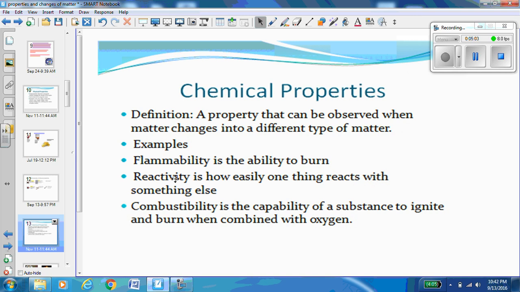The first one is flammability. Flammability is the ability to burn. So when a substance has the ability to burn, that would be an example of a chemical property. It's changing into a new substance as it burns.